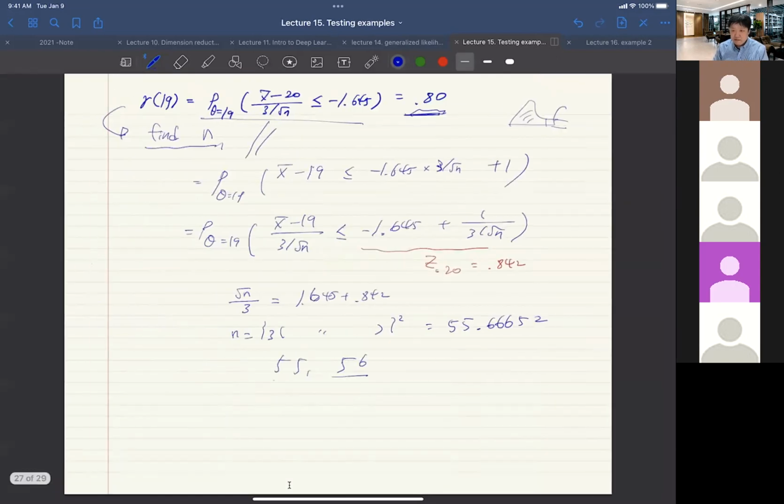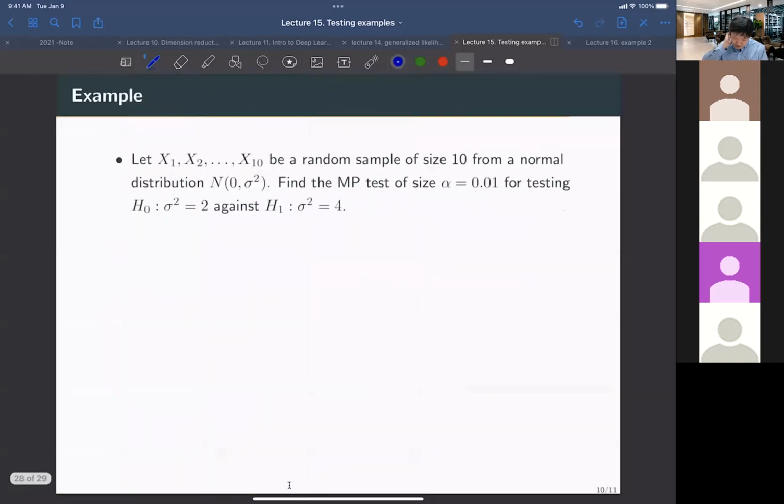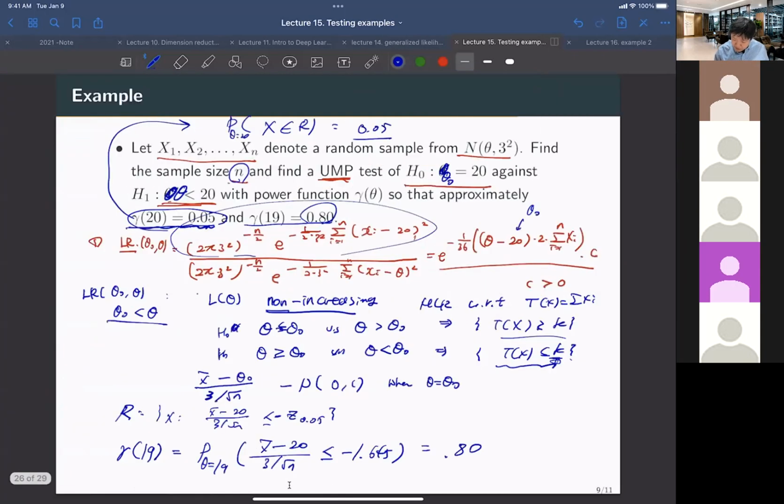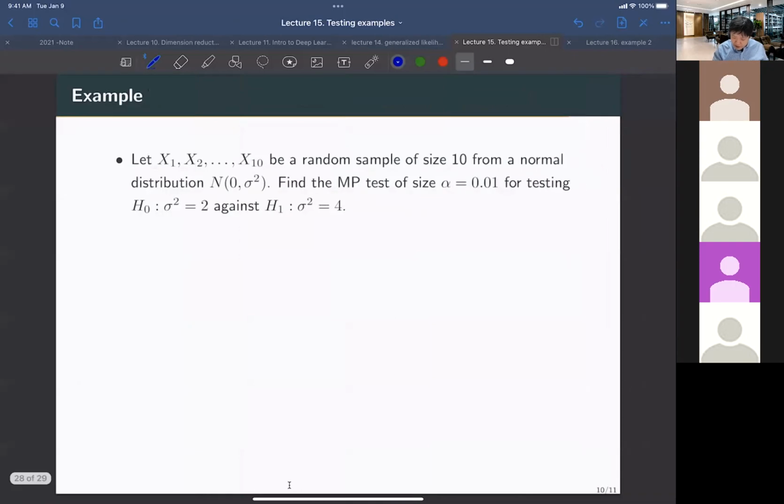Any questions? Okay, and next. It's a similar question, but what's the difference? It is a little bit different question, so I'll give you 1 minute to see how you can solve it. It's about the sigma square.